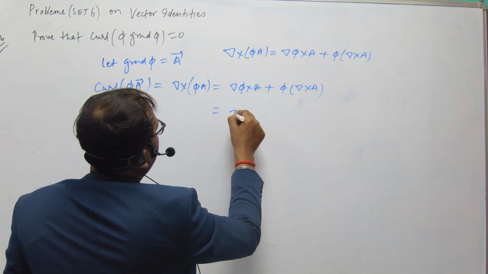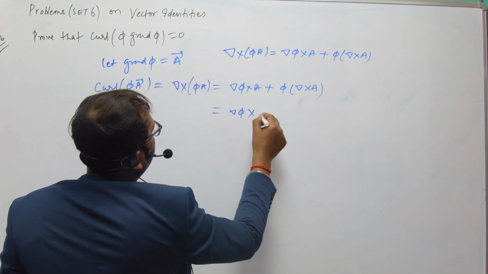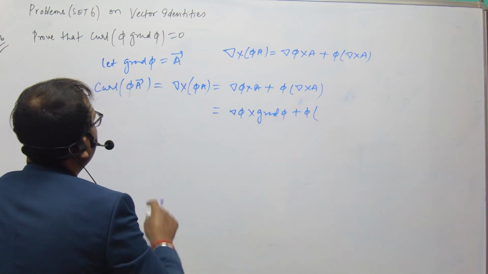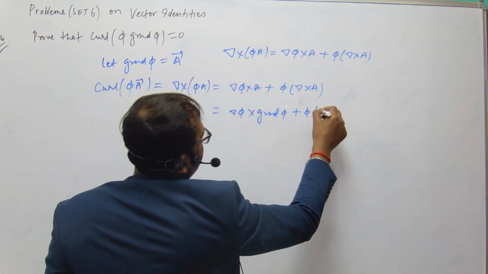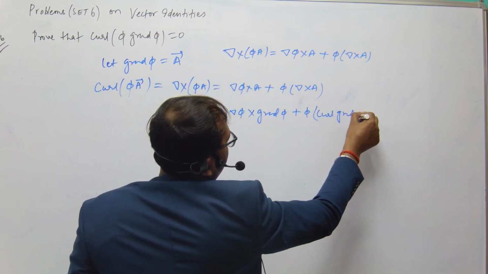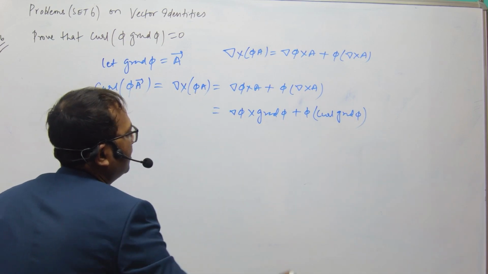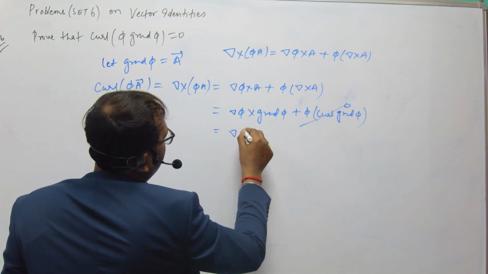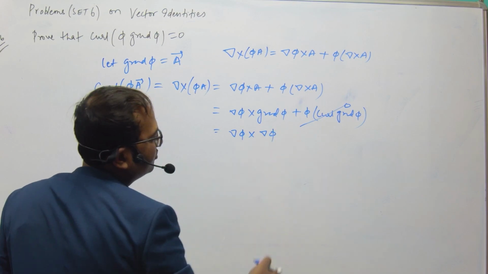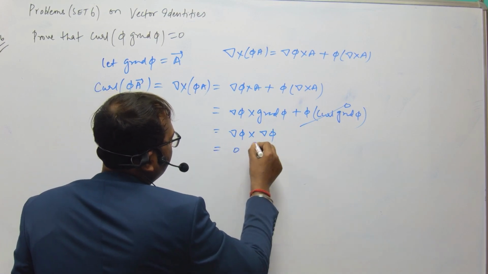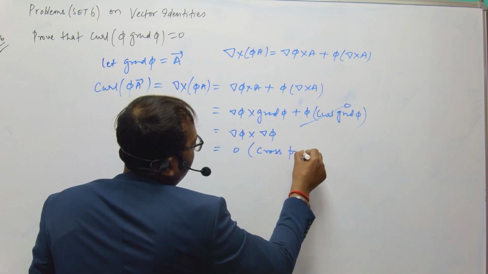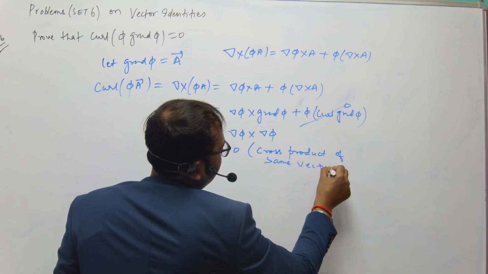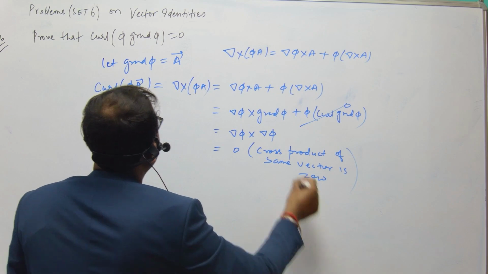This is equal to del phi cross a, where a is gradient of phi, plus phi times curl of gradient of phi. Curl of gradient of phi is 0, we have already studied. So this is del phi cross gradient of phi, which is del phi cross del phi. The cross product of the same vector is 0. So the result is 0.